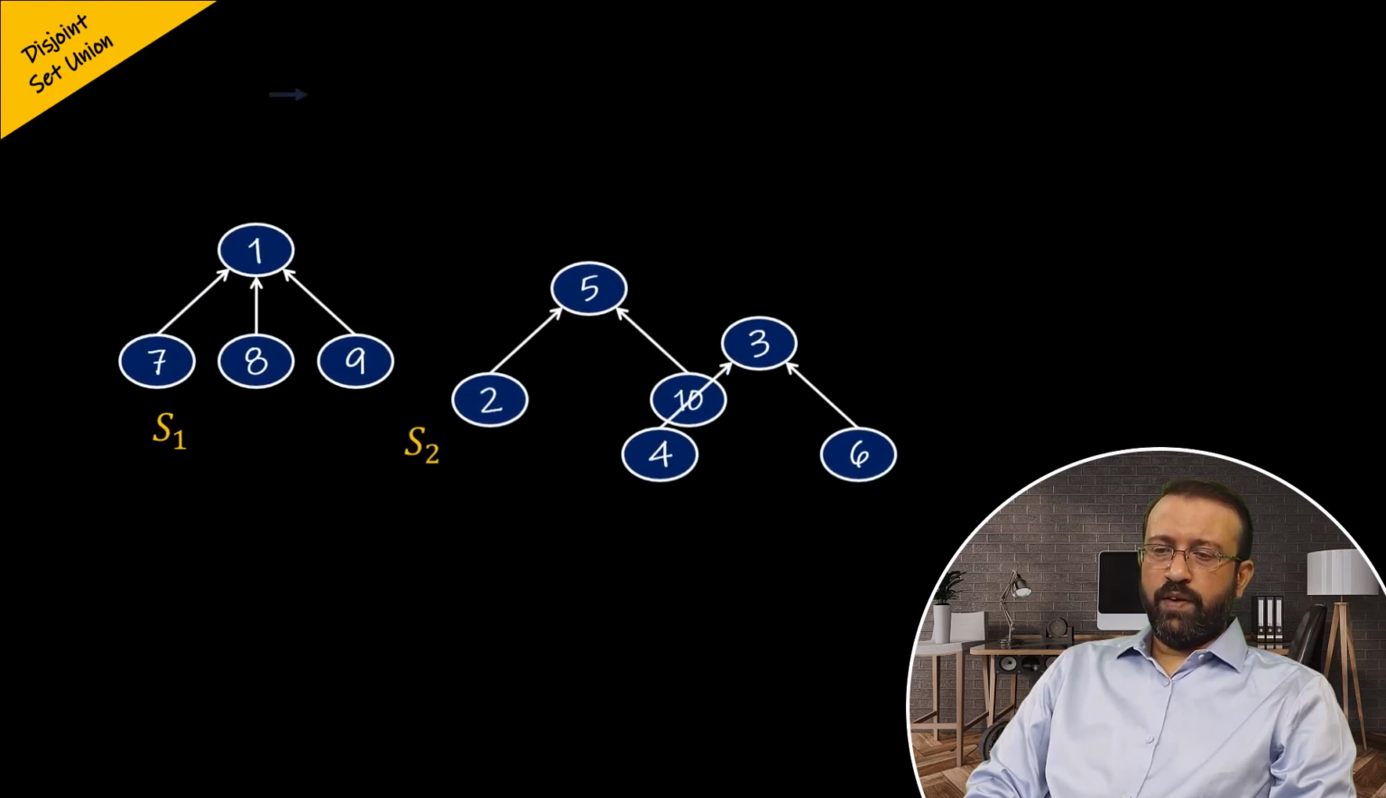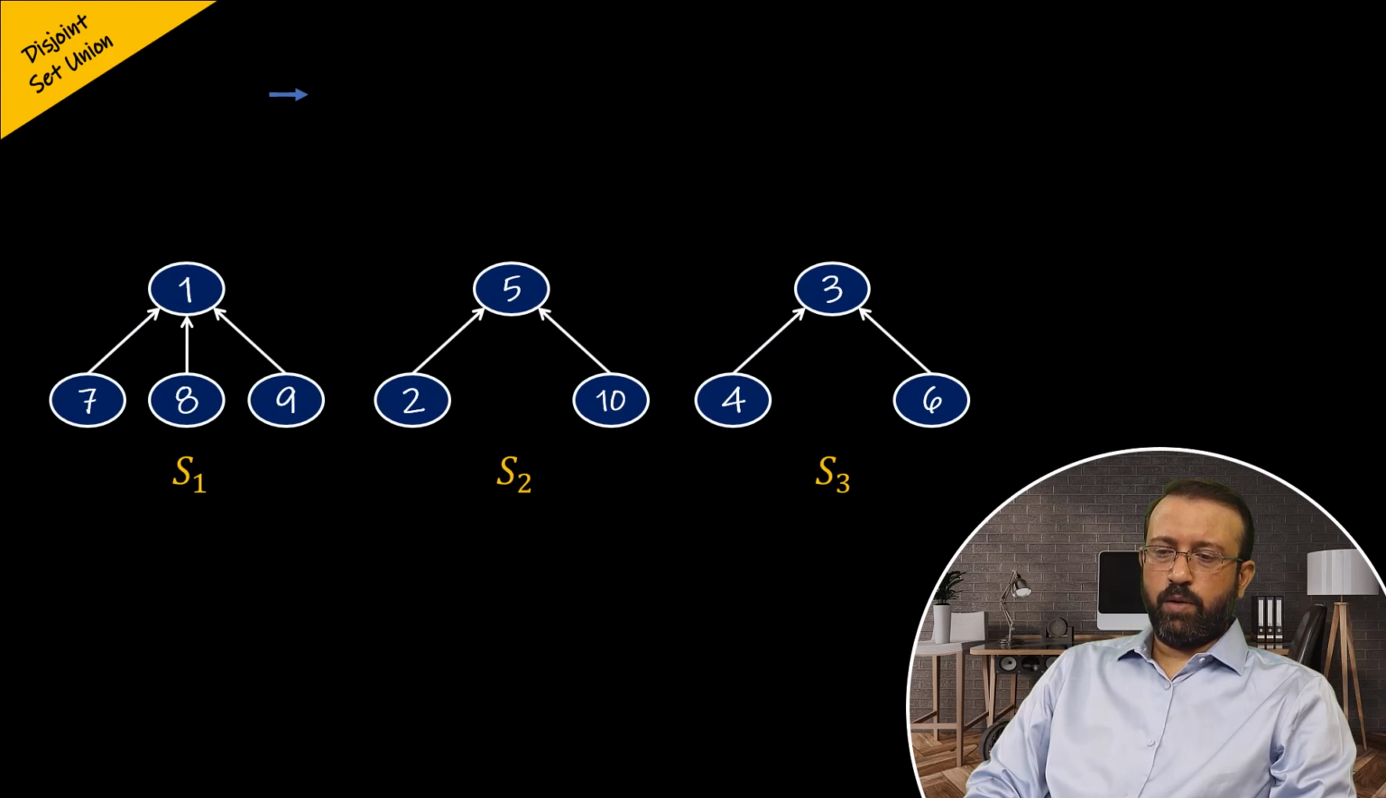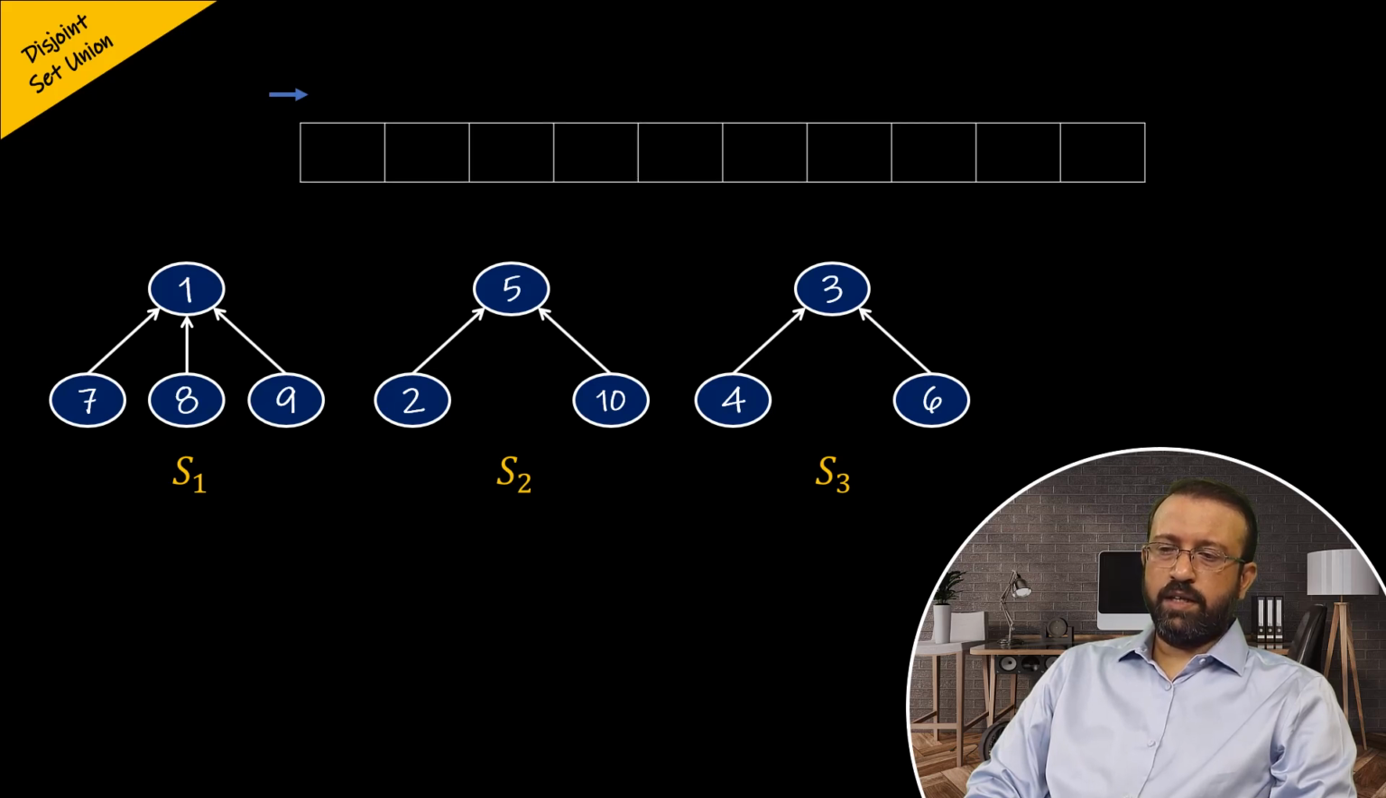Now, to simplify the operations that can be performed on disjoint sets, we need to represent the nodes of the tree using an array of elements. It is very convenient to use arrays since the elements of the set are assumed to be numbers or integers. Now, since the total number of elements in the three disjoint sets, S1, S2, and S3 is 10, let us consider an array of 10 elements.